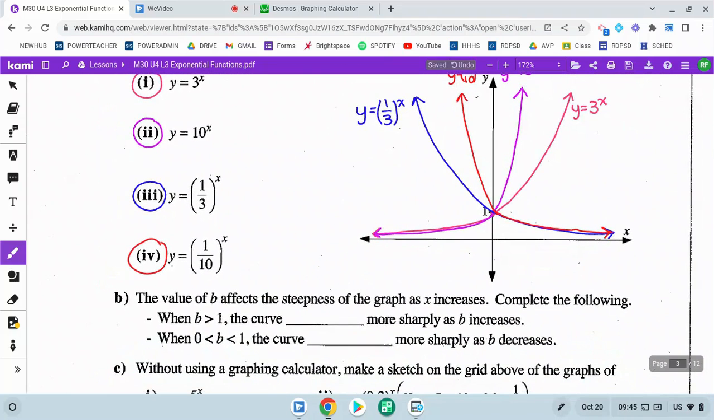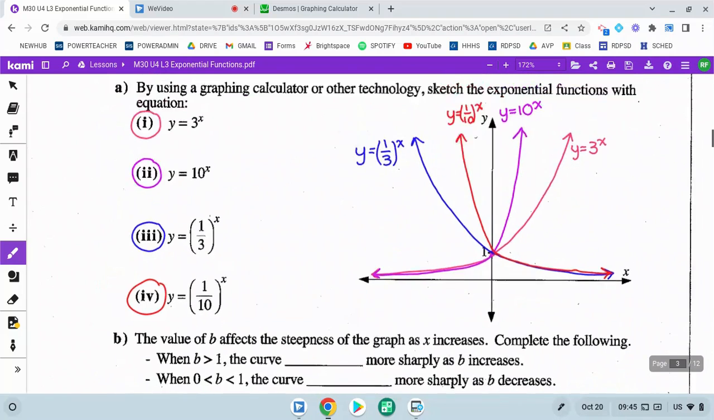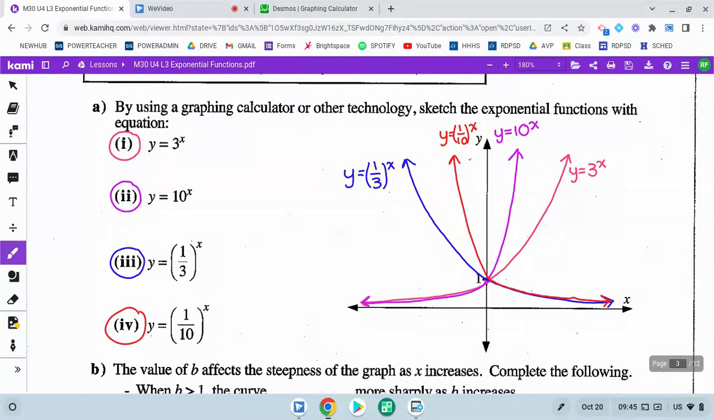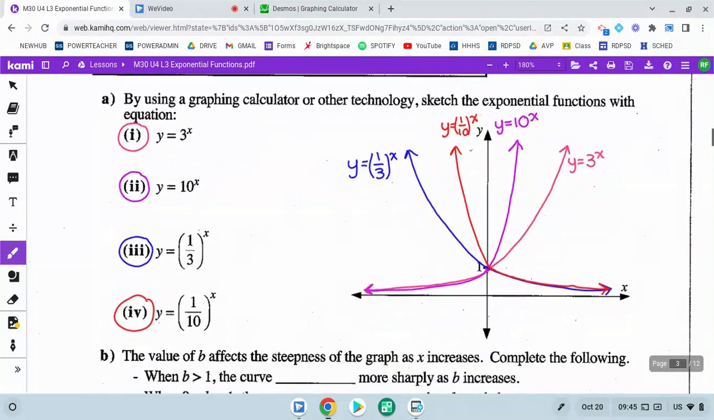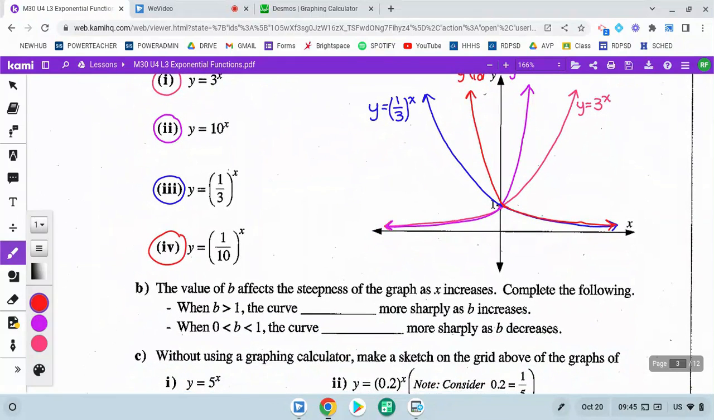It says the value of b affects the steepness as x increases. So we saw when we increased the b value from 3 to 10, the graph got a whole lot steeper. Okay, so we're going to say for that one, when b is greater than 1, the curve increases more sharply as b increases. And the reason it increases is because this is a growth function. It's going to get higher faster.